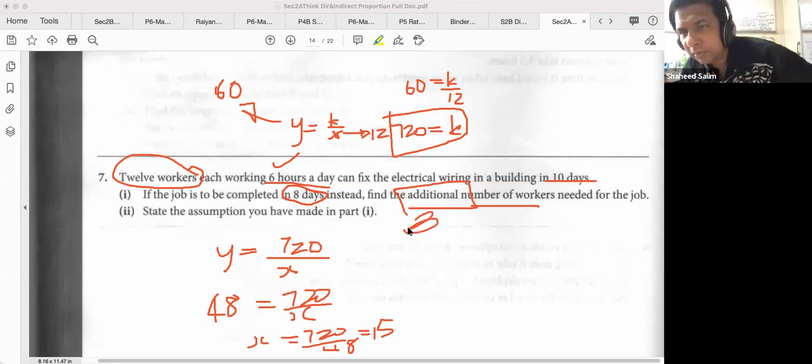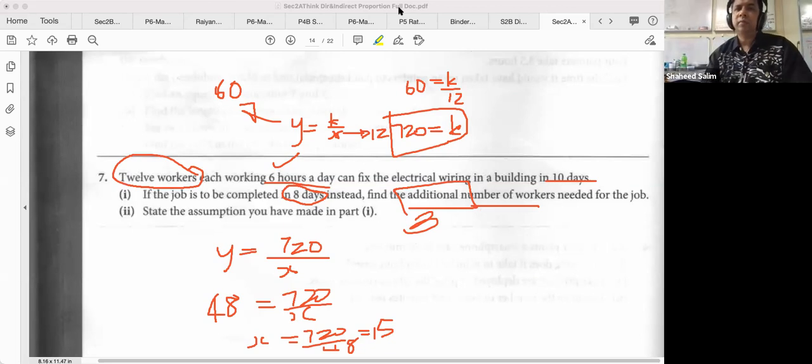How, Emma? Emma, is it okay, Emma? Emma? I myself, I'm not too sure whether you get it. If not, I will show you the other method. Okay, we show you 2 methods.